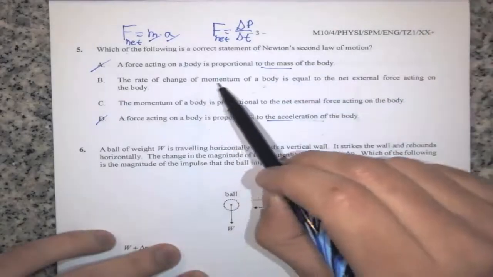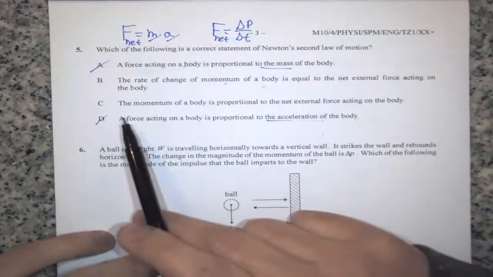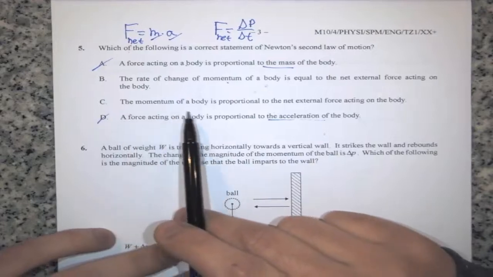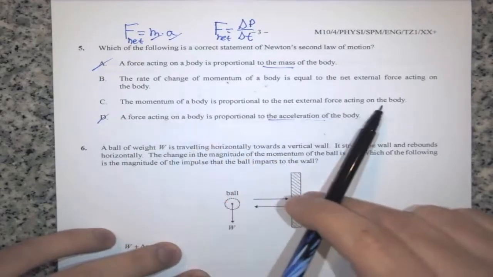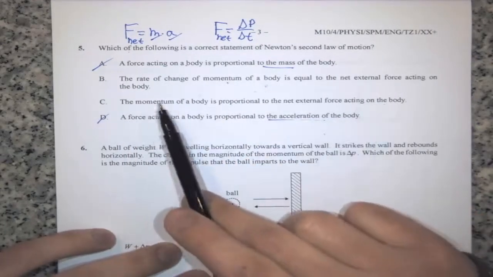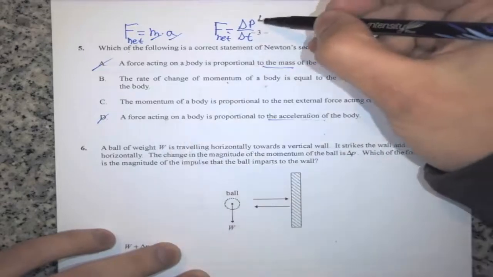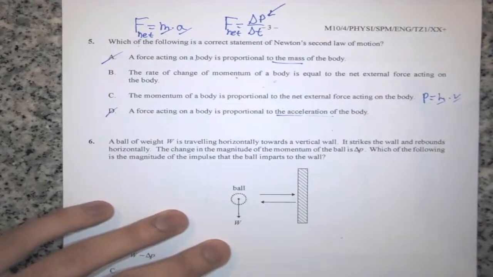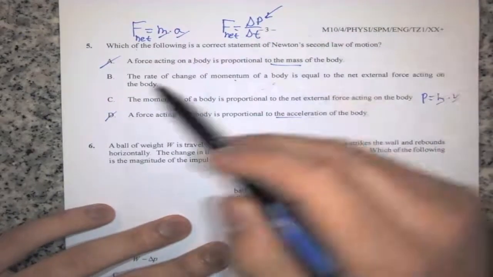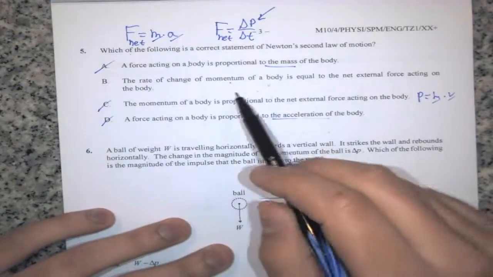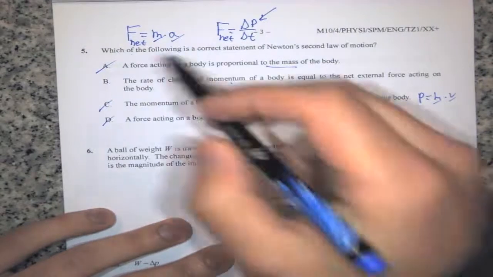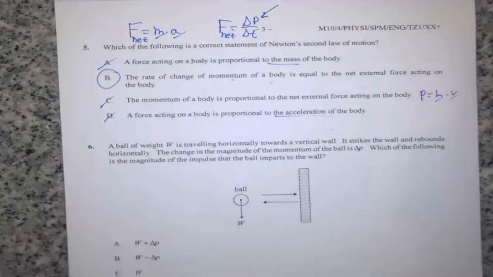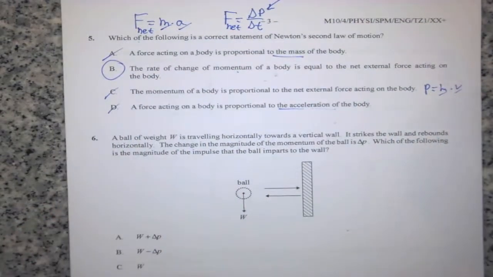It talks about momentum here and here. Let's see the choice C. It says the momentum of a body is proportional to the external force. Here it says the momentum. In this formula, we see the change of momentum. But for us, here it's not the case. Okay, so we have only the rate of change of momentum that is equal to the external force, and of course this is the correct answer that we need to apply.